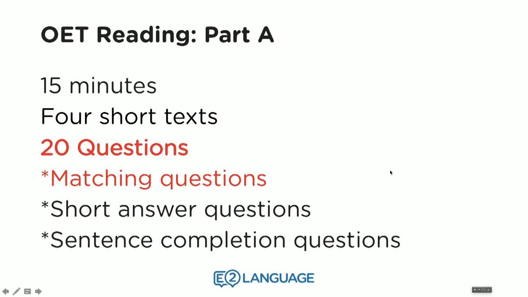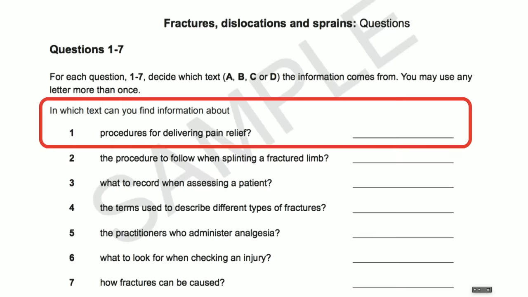Let's have a look at the first type of question that you'll get. These are the matching questions. They're pretty straightforward, okay? So this is what the questions will look like. This is for questions 1 to 7. And it says, for each question, 1 to 7, decide which text, A, B, C, or D, the information comes from. You may use any letter more than once. More specifically, it asks you, in which text can you find information about procedures for delivering pain relief?